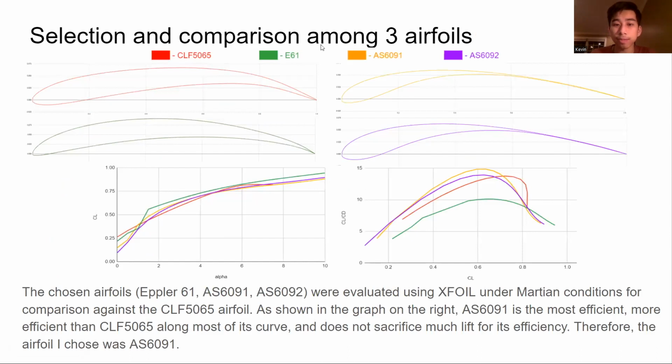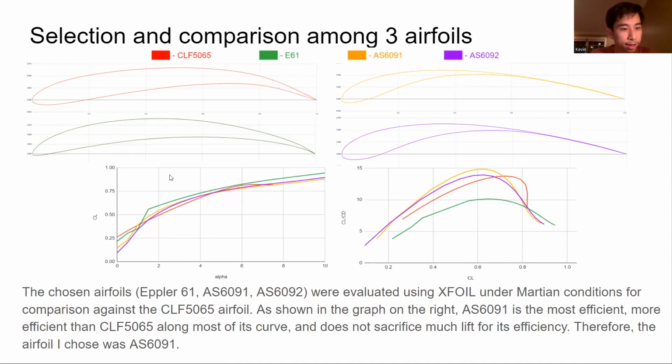Now, selection and comparison among three airfoils. Before we get into the other three airfoils, let's first talk about the baseline performance of the CLF 5065, which is the Mars helicopter airfoil. As you can see here, this is lift compared to efficiency. Near higher lift values, your efficiency for the CLF 5065 is very high. And for lift, it has decently high lift compared to the rest of the airfoils.